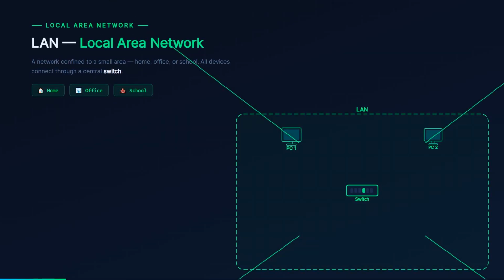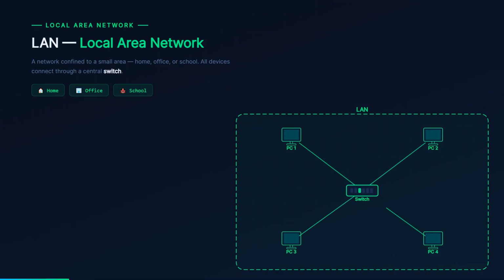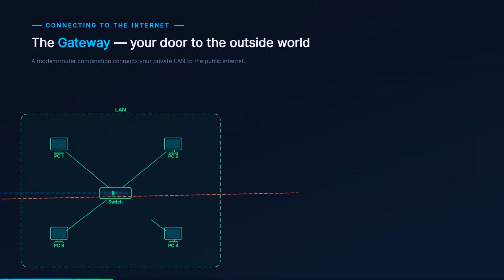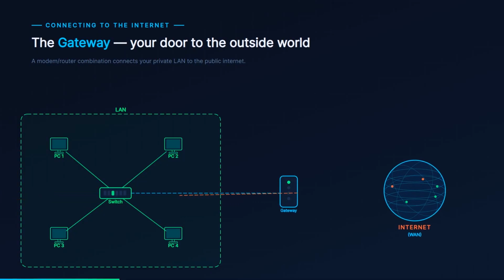LAN. When computers are connected within a limited area like a home, an office, or a school, that is called a LAN, which stands for local area network. In a LAN, devices are typically connected through a central switch, which allows all the computers on that network to communicate with each other. For the computers in a LAN to access the internet, they need a gateway, usually a modem and router combination. The gateway acts as the door between your local private network and the outside world.